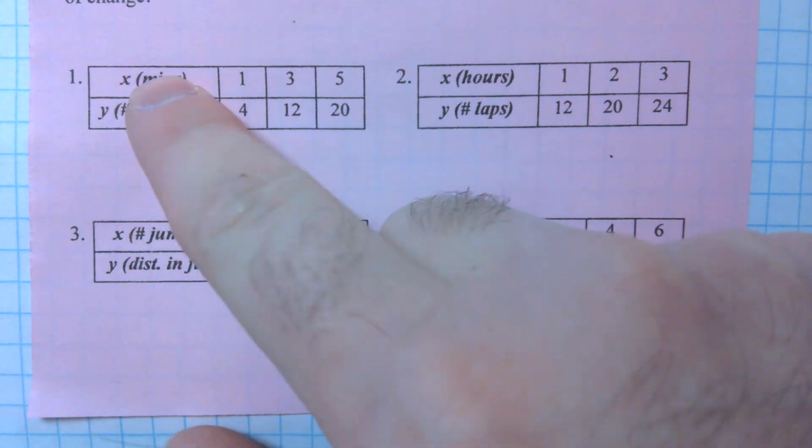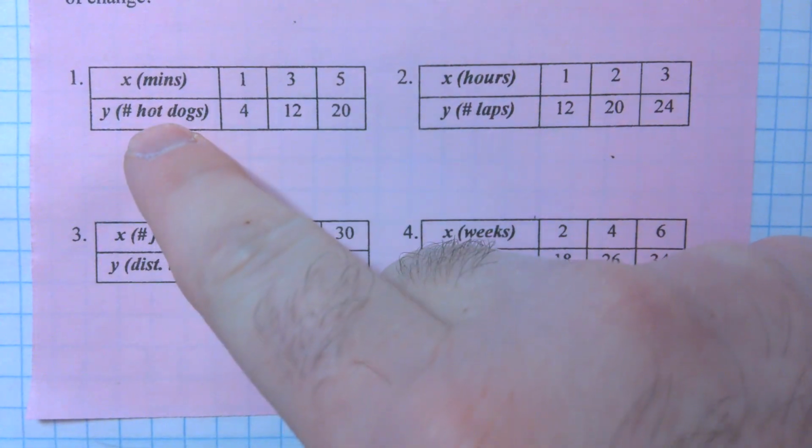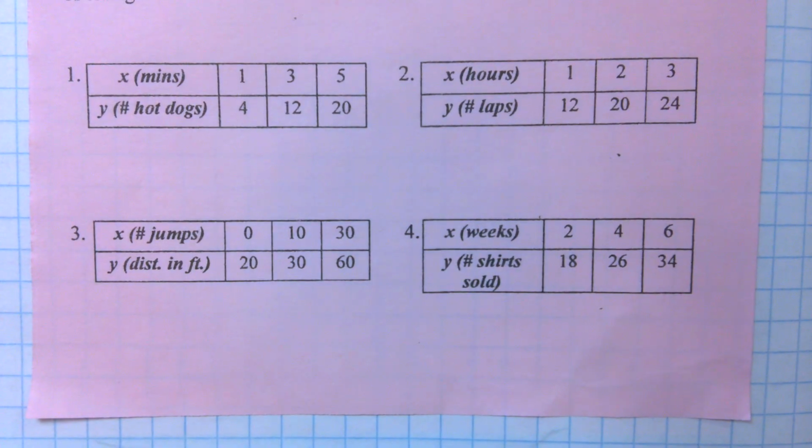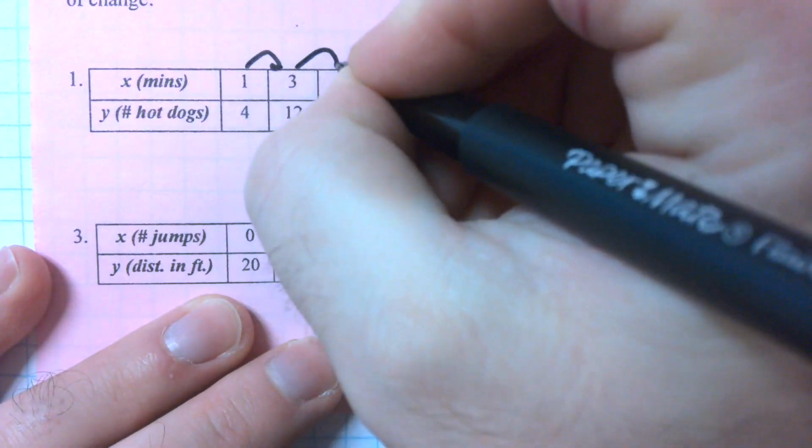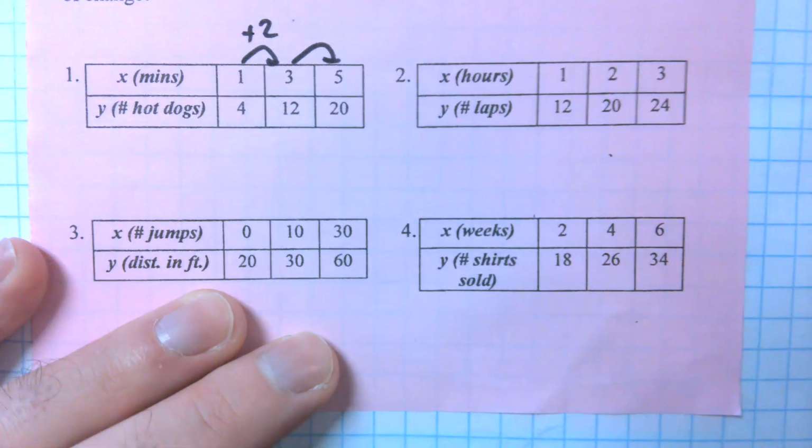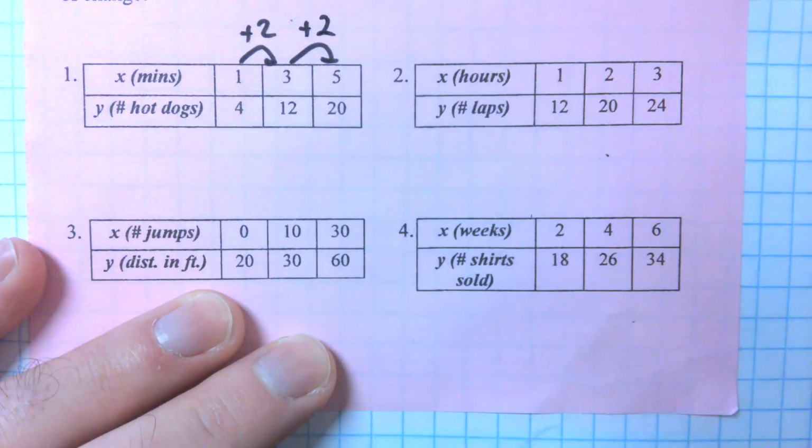Yeah, hot dogs per minute. Right? Y over X, hot dogs per minute. I'm going to do my little arrows. How do I get from 1 to 3 on the top? +2. +2. What about 3 to 5? +2. So far, so good.